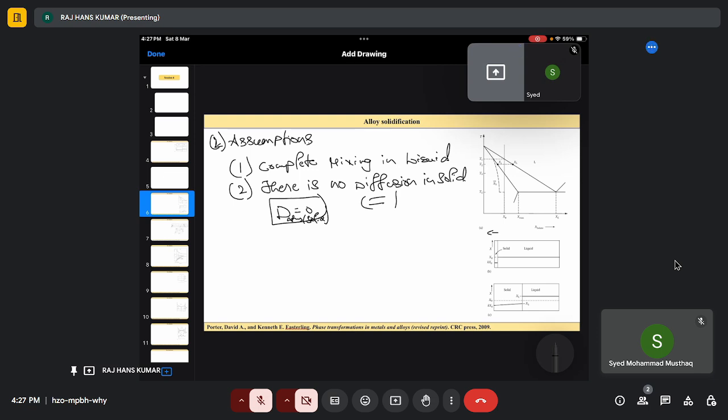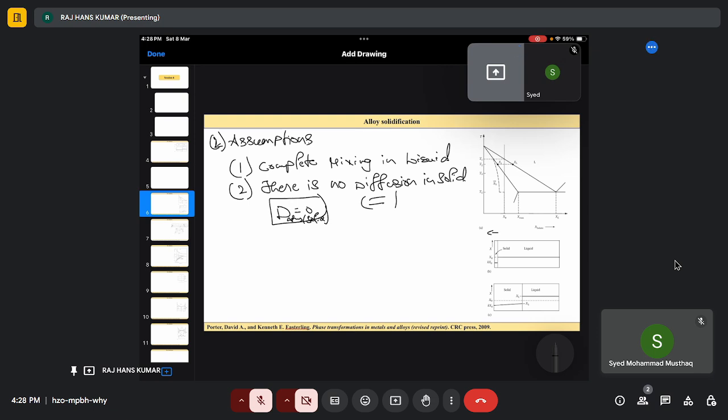Now, if that is the case, right, then how do we know the excess or the mole fraction or the weight fraction of the solute in solid is going to change, right? So that is what we want to try here.